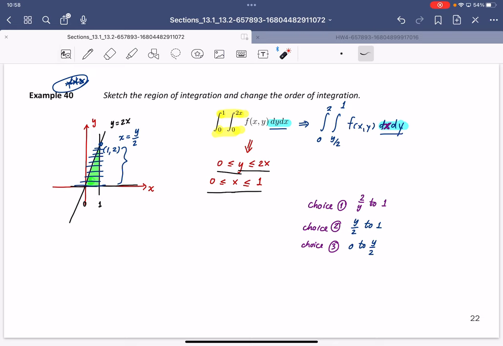Okay. So this is choice 1, okay. Choice 2, sorry. Who is right? Drunk people answer choice 1.